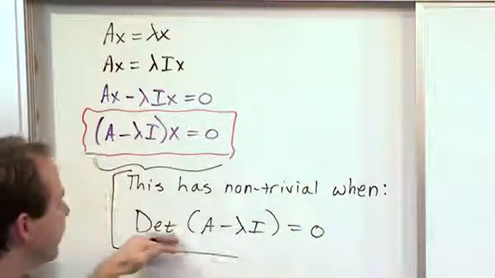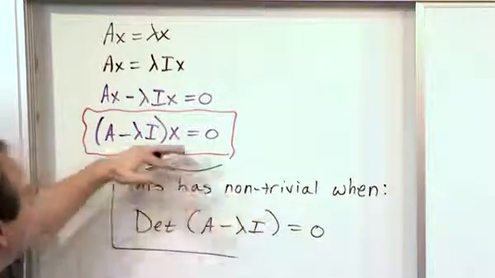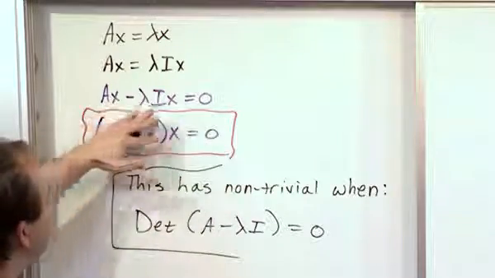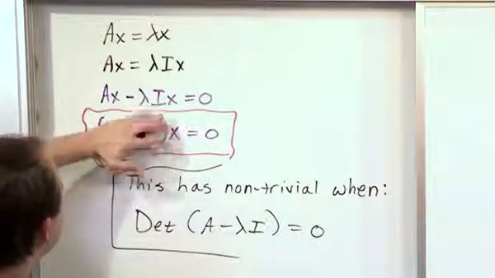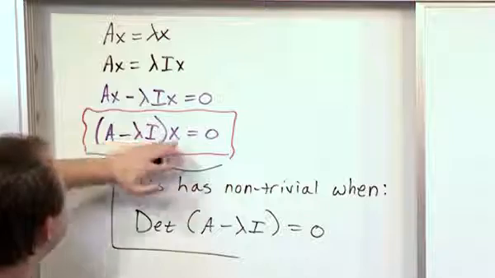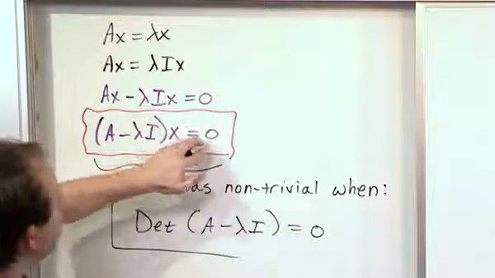The reason that you're setting the determinant equal to 0 is because this is just a homogeneous matrix equation. This is a matrix here. All of this, even though it's got a minus sign, is just a matrix times column vector x equal to 0.